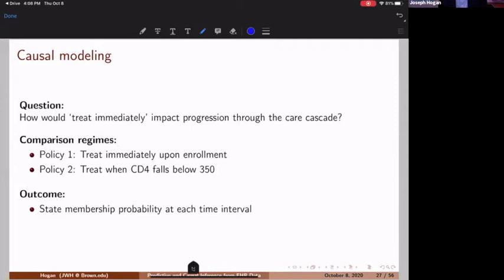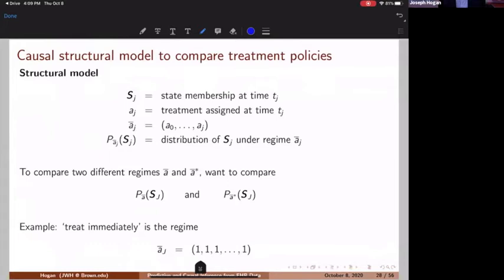So the causal question is now, we're moving away from the predictive question, but we're going to use the predictive models. The causal question is, let's suppose I think about two policies. One policy is I treat immediately upon enrollment. And policy two is I treat when CD4 falls below 350, which until maybe less than 5 years ago was the norm in the developing world. So the outcome is going to be state membership probability at each time interval. We're essentially going to fit a causal model to this sort of mini cascade that we've created.